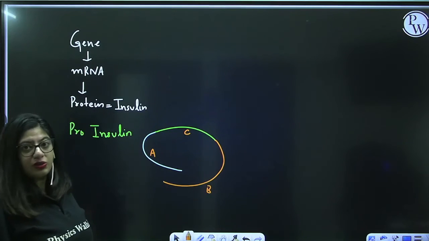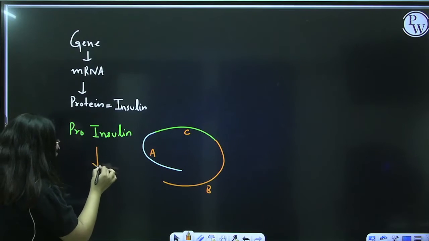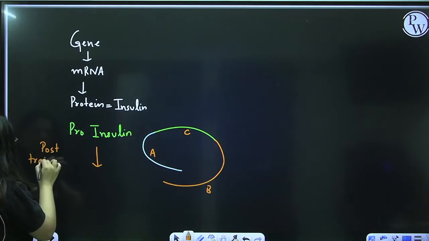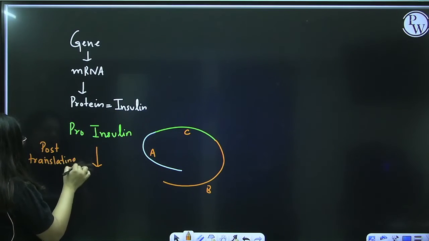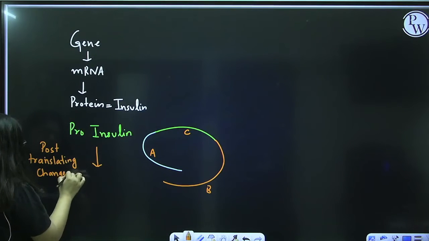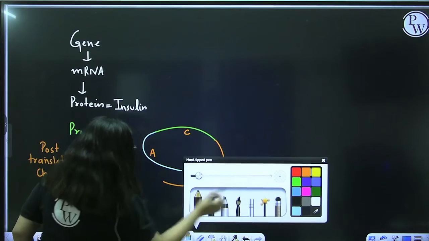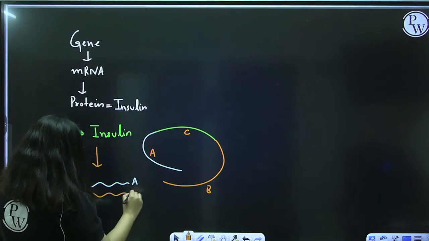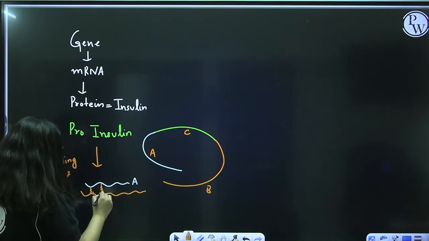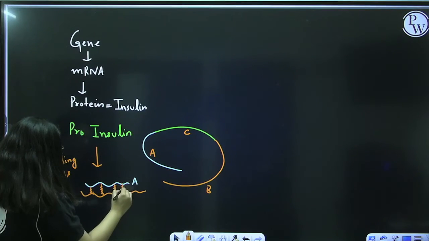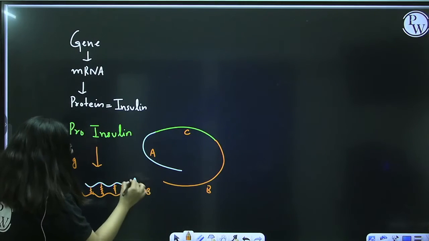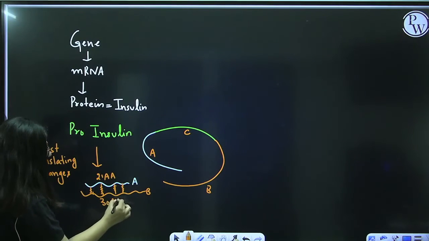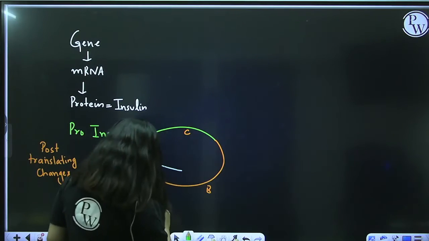Later on, this proinsulin is converted into the free form of insulin by post-translational changes. Post-translational changes are a character of eukaryotic cells, not prokaryotic cells. So after the changes, the A chain gets separated, and the B chain gets separated. Both are joined by disulfide bonds. This is the A chain, this is the B chain. The A chain is of 21 amino acids and the B chain is of 30 amino acids, and the C chain is taken out, which is of no use.